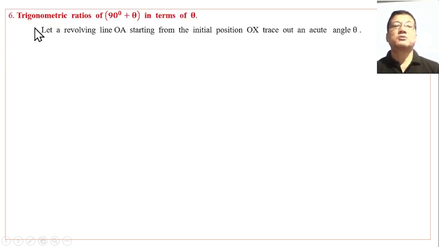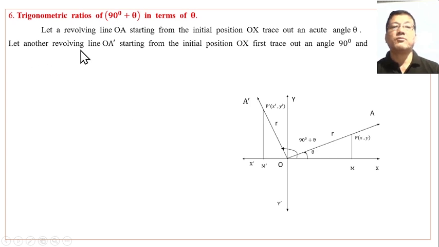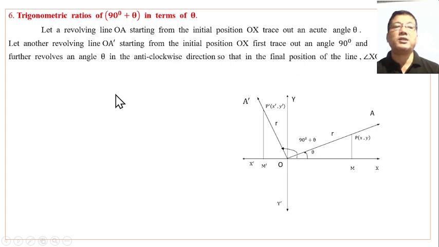Trigonometric ratios of 90 degrees plus theta in terms of theta. Let a revolving line OA, starting from the initial position OX, trace out an acute angle theta, and let another revolving line OA dash, starting from the initial position OX, trace out an angle 90 degrees plus theta, and further revolve through an angle theta in the anticlockwise direction, so that in the final position the line OA dash makes an angle.